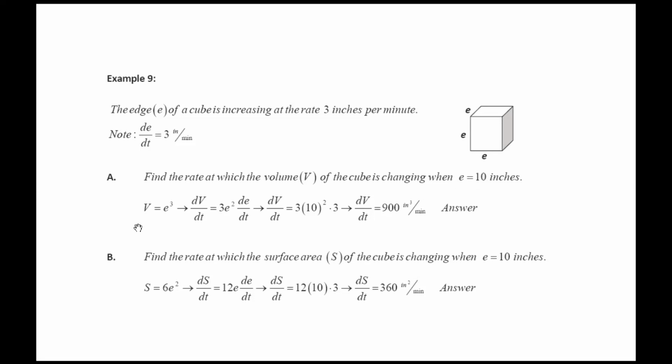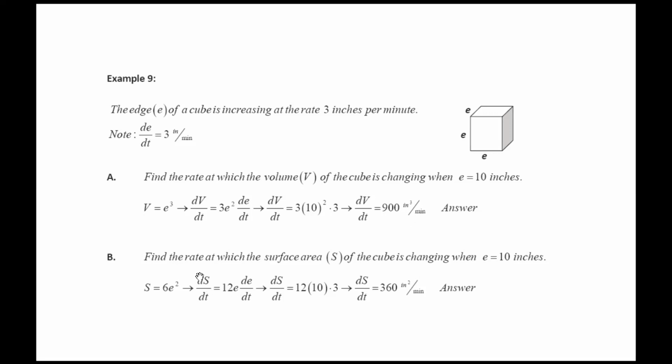So what's the volume of a cube? Side cubed, E cubed. So dV/dt is 3E squared dE/dt. We want dV/dt when E is 10, and we're told that dE/dt is 3. So we do the arithmetic, and we end up with 900 cubic inches. Remember, this is volume, so it's cubic inches per minute.